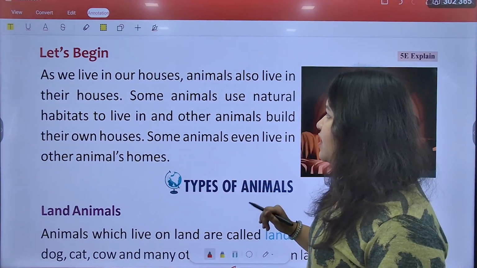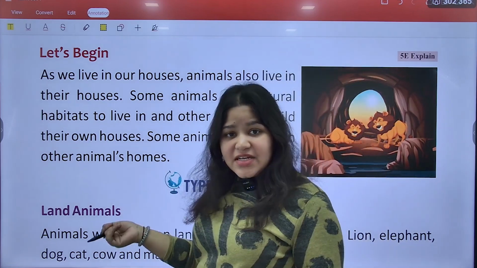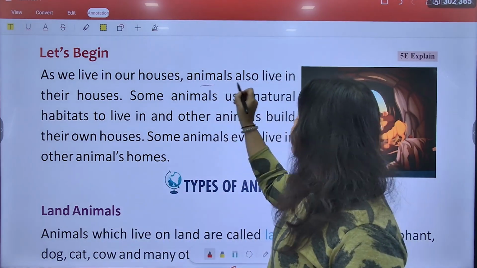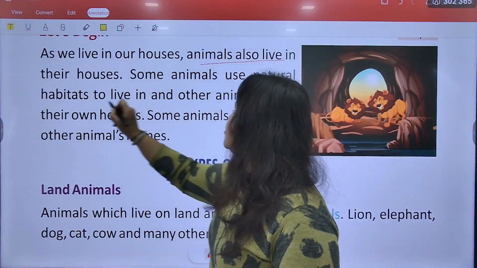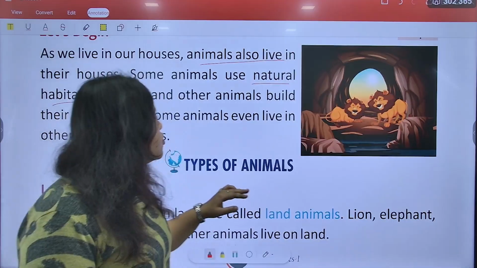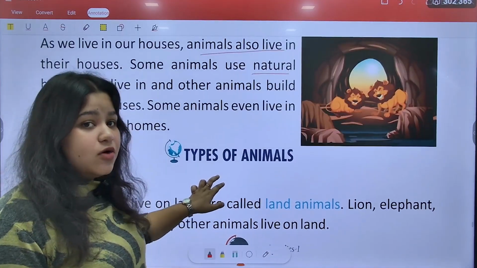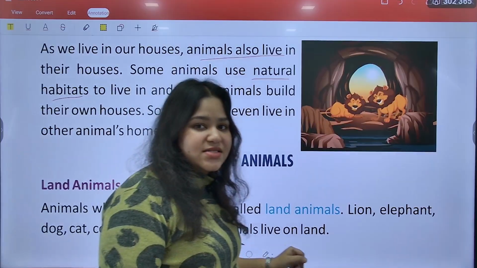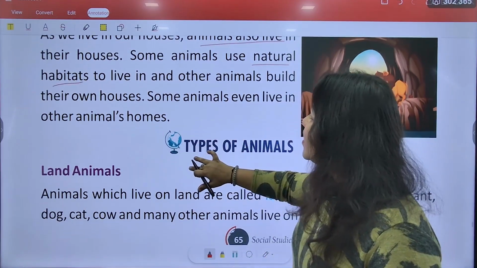As we live in our houses, exactly the same way animals also live in their houses. Some animals live in a natural habitat. As we can see, a lion lives in a den. Some animals, like the snake, live in a hole. That is made by the snake, and a den is a natural habitat.